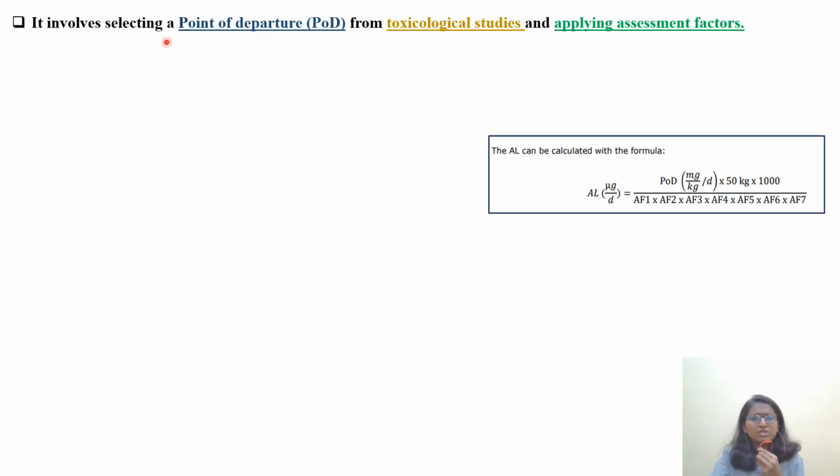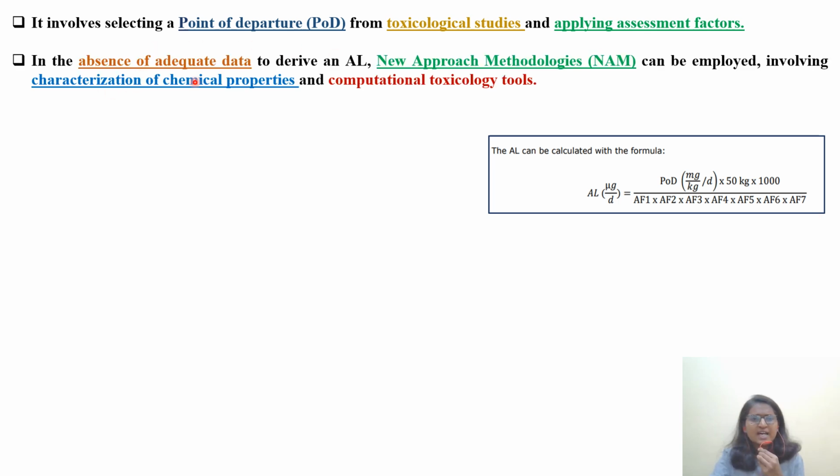Okay, it involves selecting a point of departure from toxicology studies and applying assessment factors. The POD is NOEL or lower, or BMD. In the absence of adequate data to derive an acceptable limit, new approach methodologies can be employed, involving characterization of the chemical properties and computational toxicology tools. Here, computational toxicology tools are nothing but Derek or Lhasa or SARA, these software. Characterization of chemical properties is useful for the read across approach, or RAx, to assign the category.